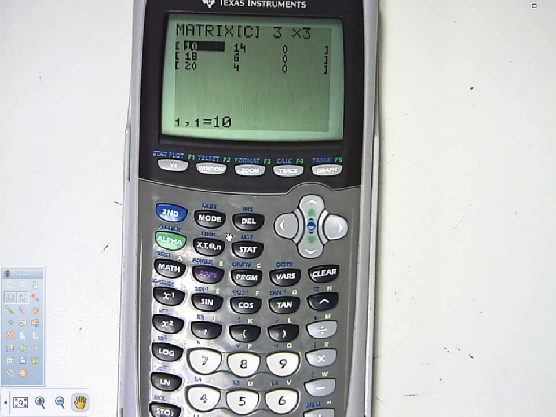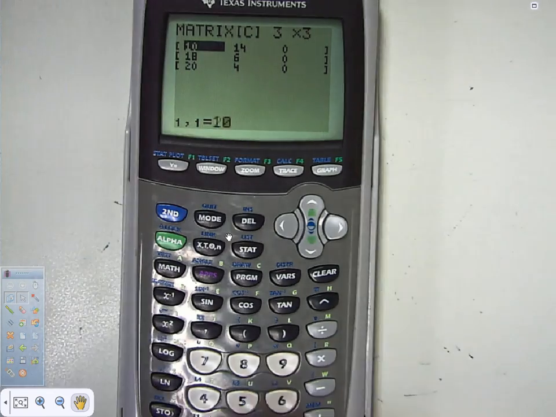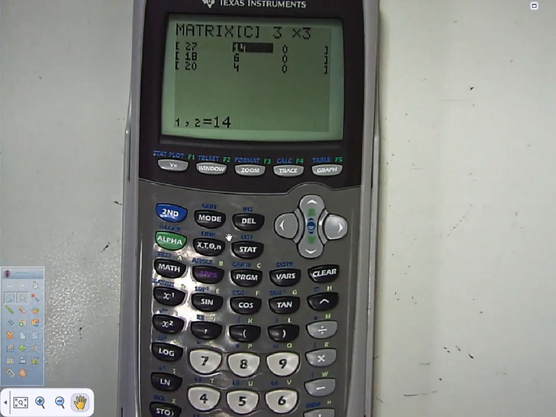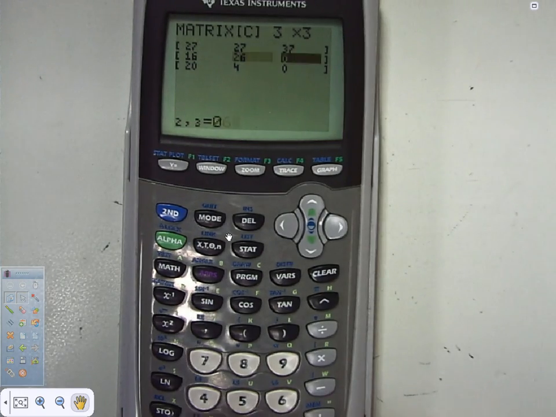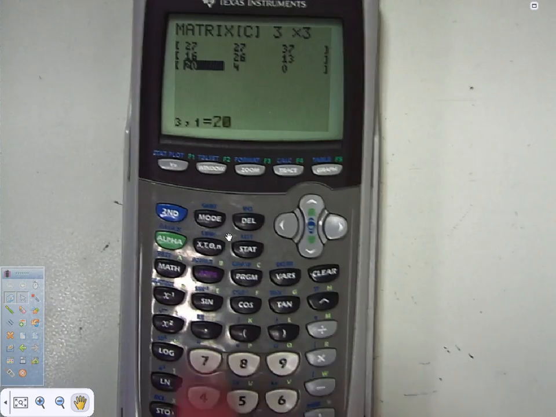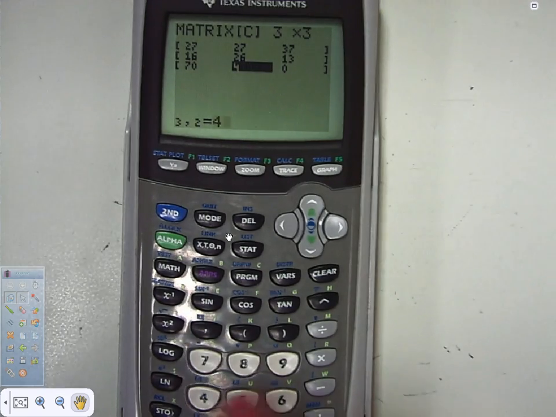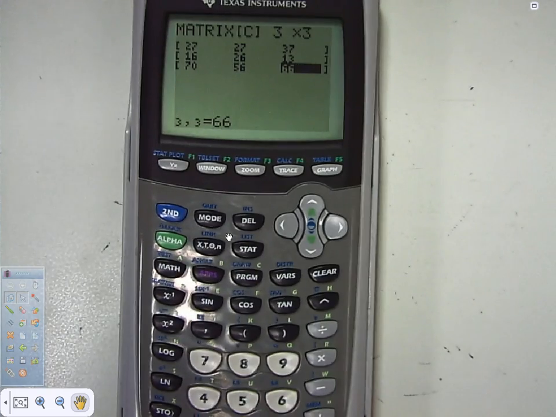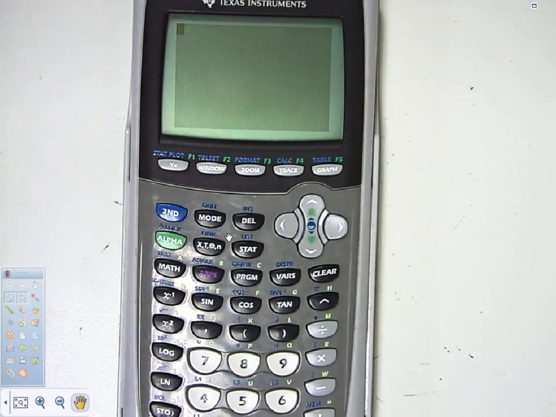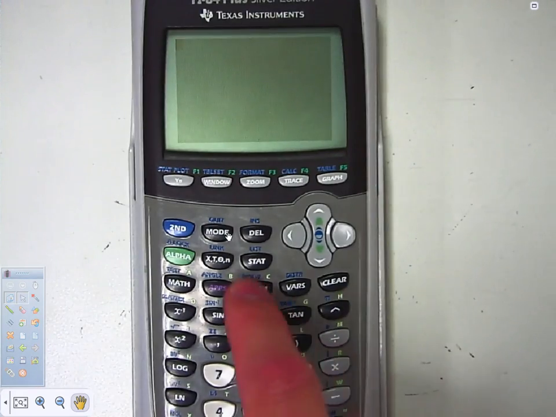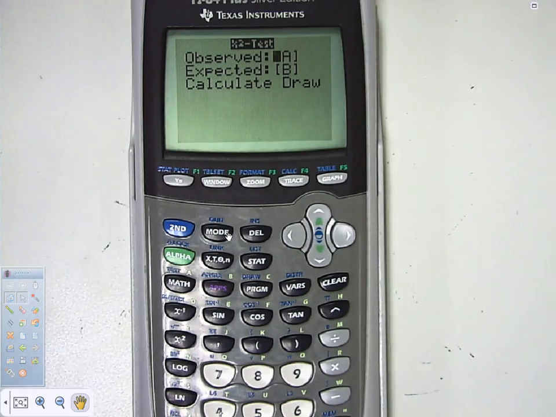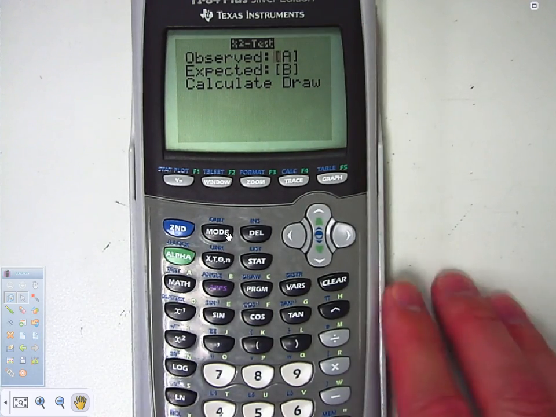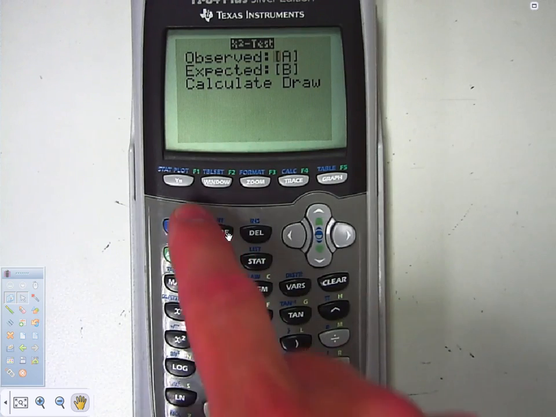Now we got to type in the observed counts. So 27, and then 27, and then 37, and then 16, and then 26, and then 13, and then we go 70, 56, and 66. Now we're done, so we go into our chi-squared test, where we go stat tests, arrow to chi-squared test. Now, my observed are no longer in matrix A, they're in matrix C, so I gotta go choose that one.